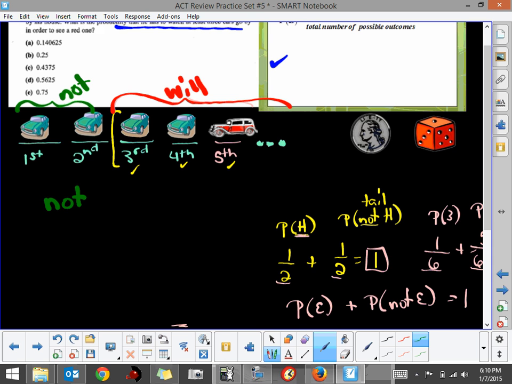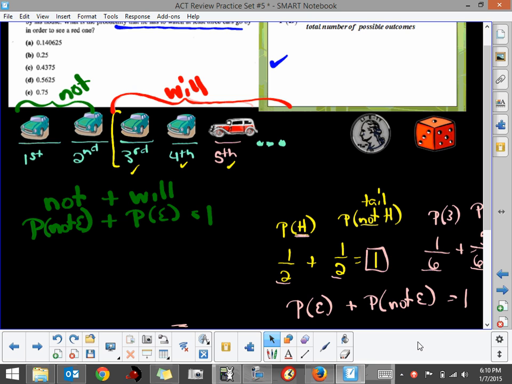So the not probability plus the will probability. This is the probability that our event will happen plus the probability that our event will not happen. So, not E. Well, I don't know why I have so much trouble doing that one. The probability of E and the probability of not E together would have to equal 1.